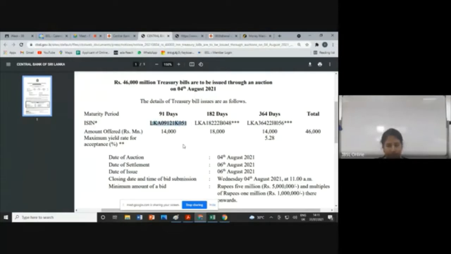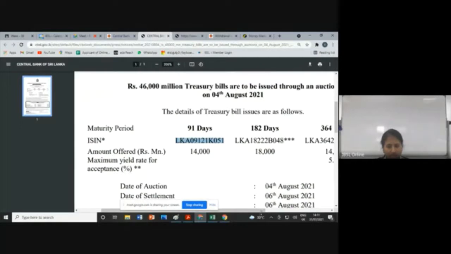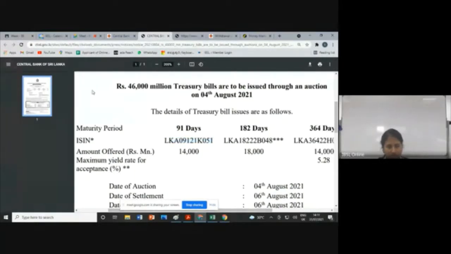Now this code is given to this particular treasury bill. Let's see whether we could get any information from this code. What does it tell us? There are three letters, then a bunch of numbers, then again a letter, then a bunch of numbers. The first two letters highlight the country of issuance. Here it's issued in Sri Lanka, so LK highlights that this instrument is a Sri Lankan instrument. Then the third letter, A, reflects that this is a treasury bill issued in Sri Lanka.